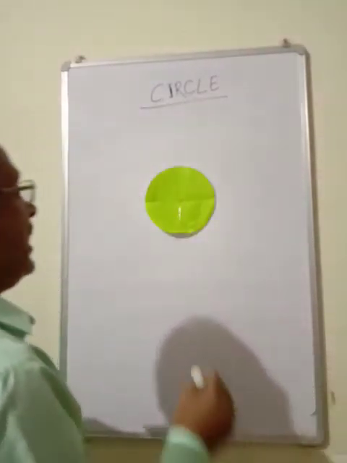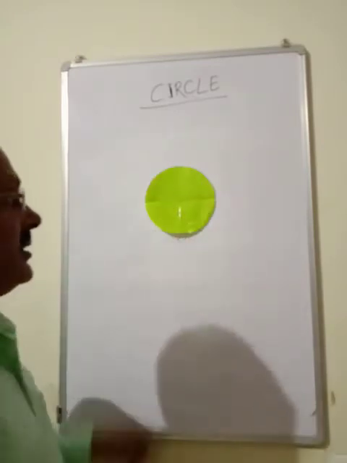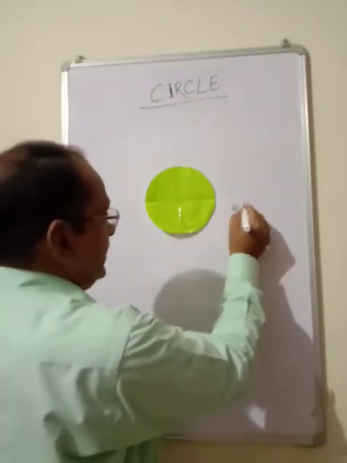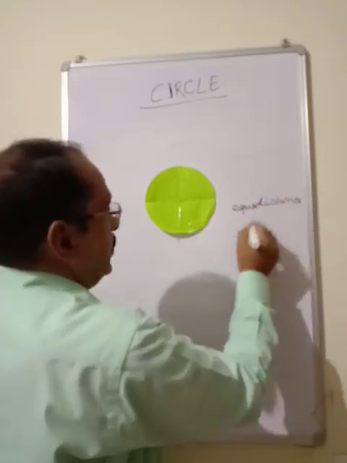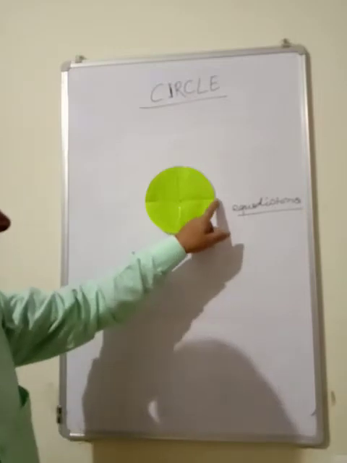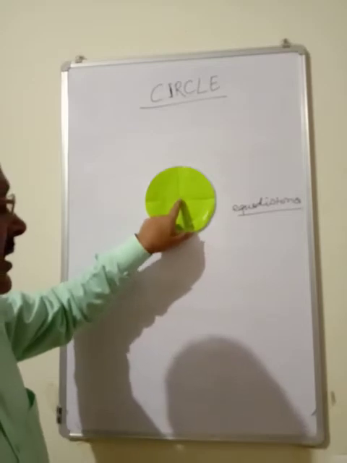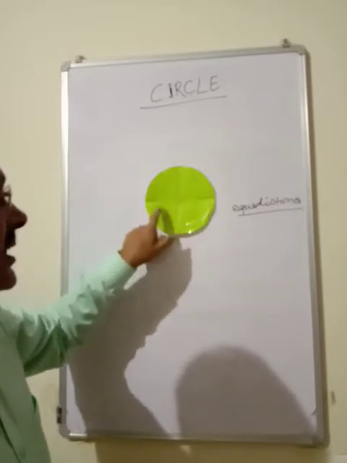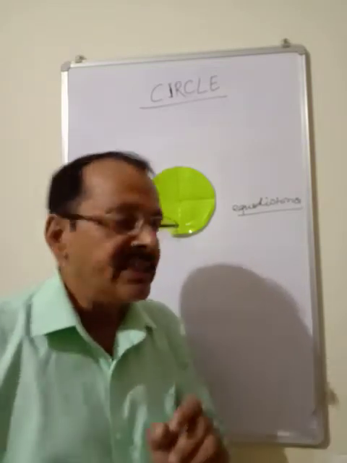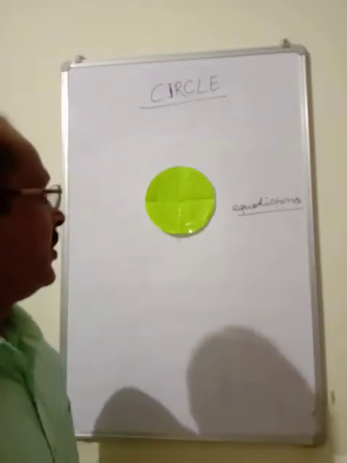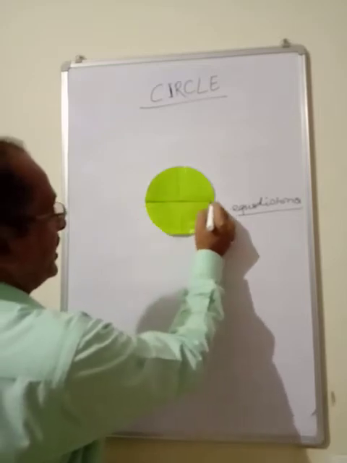Now see, every circle has a center. This center is equidistant. Equidistant means the center is at an equal distance from its boundary, from anywhere. If you measure from the center to any point on the circle, it will be equal. That's why it is known as equidistant.